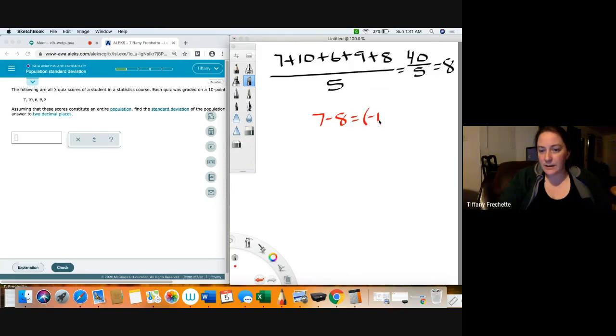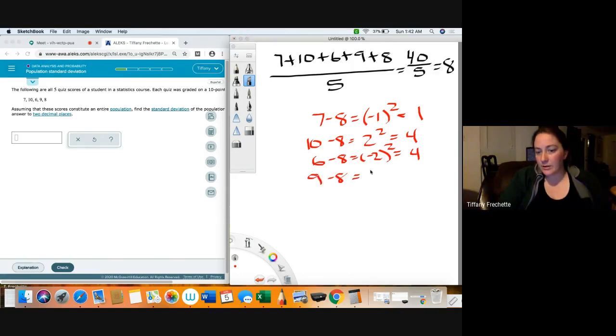And I end up with negative 1 squared. Negative 1 squared is just 1. Then I go 10 minus 8. I end up with 2 squared is 4. 6 minus 8, I end up with negative 2, which is still 4, because negative 2 squared is the same thing as 2 squared, because two negatives make a positive. All right, 9 minus 8, I end up with 1 squared, which is 1.